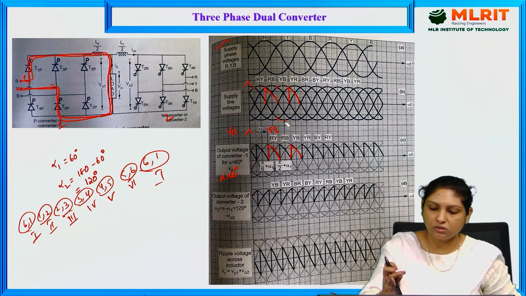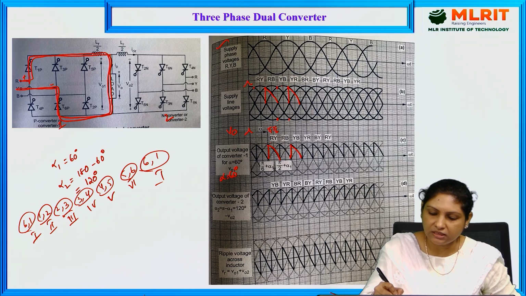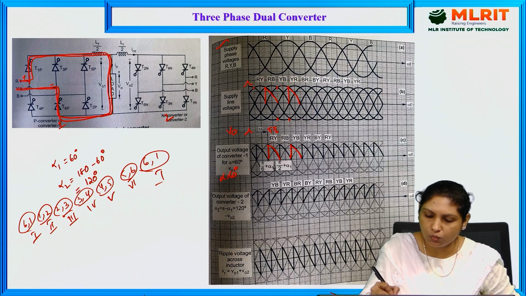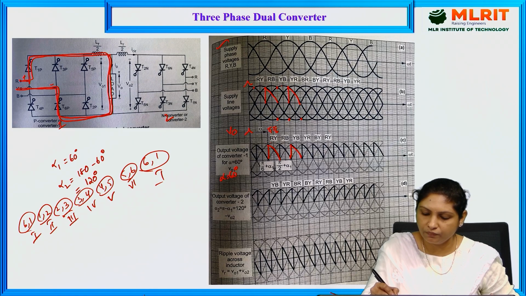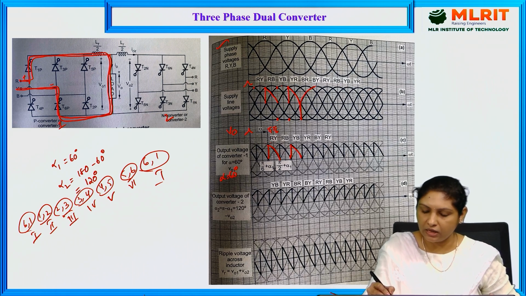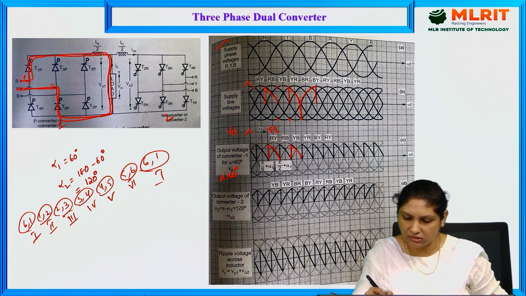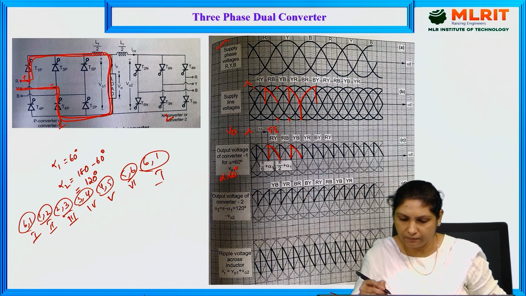This is a zero crossing for this particular BY, and this is 60, and this should be 120 degrees. So we need to provide the triggering pulse at this instant. At this instant, we need to trigger this particular YB. In that case, BY starts conducting, and how long is it conducting? Till here. So this is nothing but your BY.